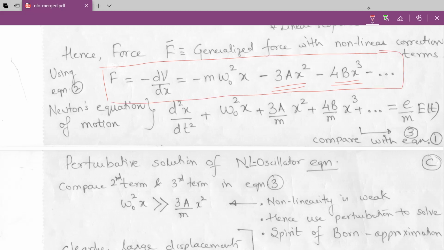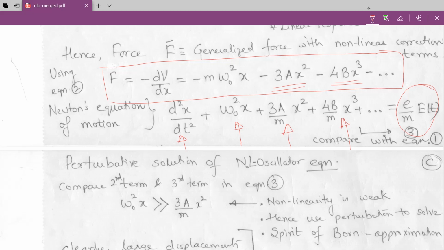So now what I get is the first term, which is the second derivative in space coming from acceleration. Then you have the restoring force coming in here, right? And then you have the first correction term, and then you have the next correction term, and so on and so forth, driven by the electromagnetic field, where the electric field is driving the dipole moment. So e is the charge, m is the mass of the electron, and capital E of t is the electric field associated with the electromagnetic wave.